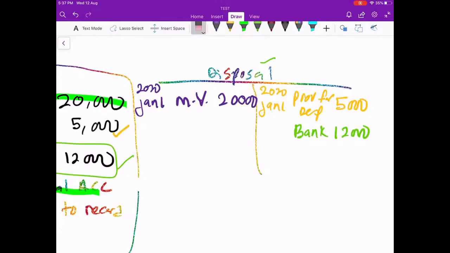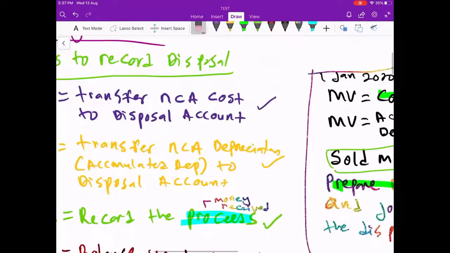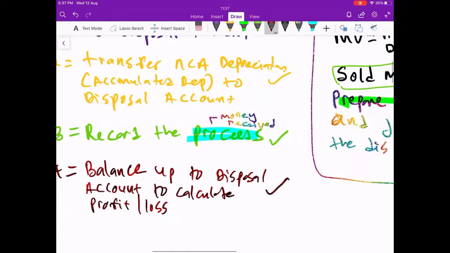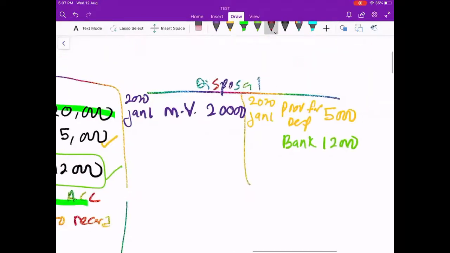Okay, next one. Step number 4 is balance up the disposal account to calculate profit or loss on disposal. So now, can you balance up yourself? Which side is bigger? Debit bigger or credit bigger? I think debit is bigger, right?